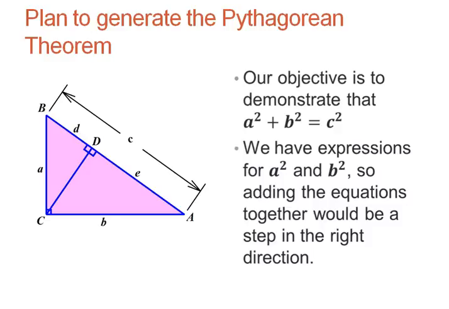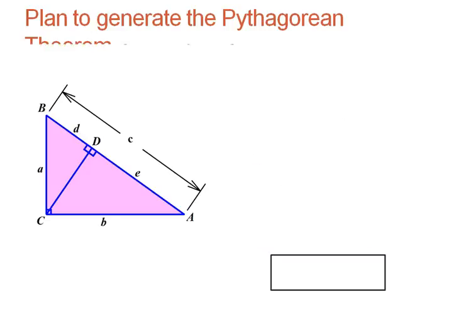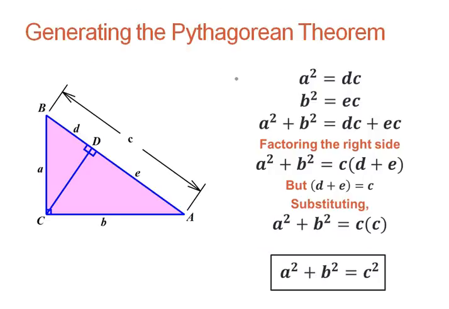So now we need to put together a plan to actually prove the Pythagorean theorem. We have a lot of things, but how can it all be put together? Remember, we have to get that a squared plus b squared is equal to c squared. We have an expression for a squared, and we have an expression for b squared, so if we add those two expressions together, it would certainly be a step in the right direction. So let's do that. Since a squared equals dc and b squared equals ec, we can write that a squared plus b squared equals dc plus ec.